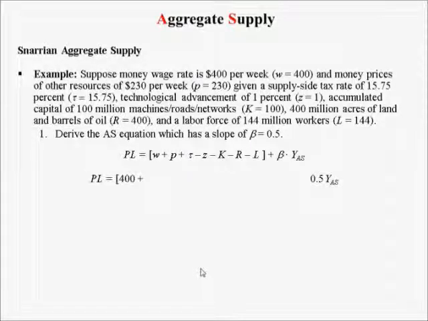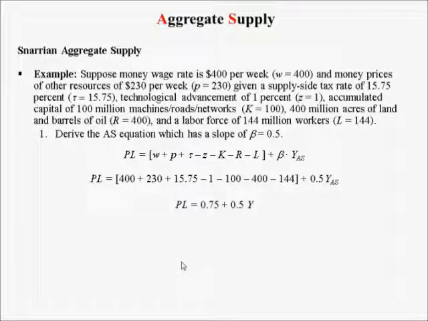So, like before, we just plug in the numbers. The nominal wage rate is $400. The nominal prices of other production inputs are $230 per week. Supply side taxes are 15.75%. Technology is 1%. Capital is 100 million units. Resources are 400. The labor force is 144 million workers. Doing the arithmetic yields an aggregate supply curve of 0.75 plus 0.5y.